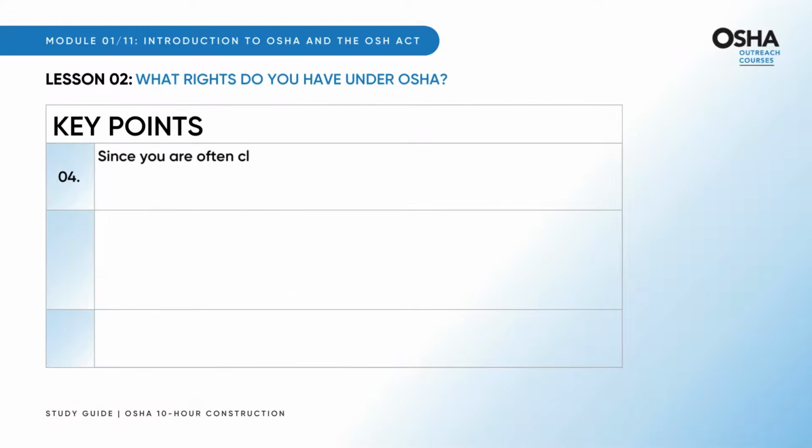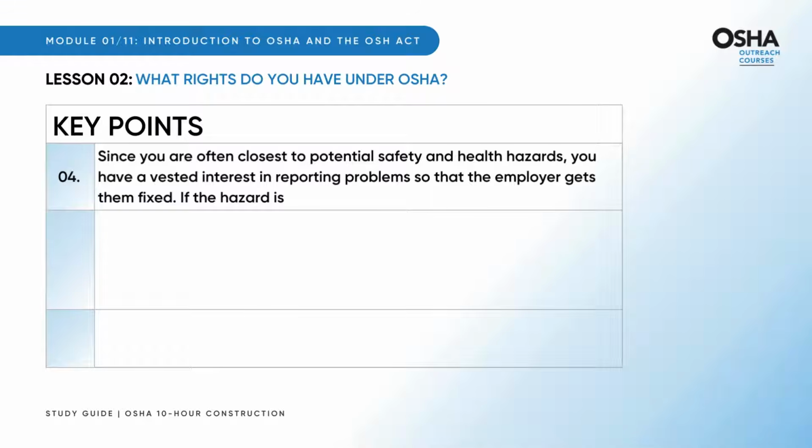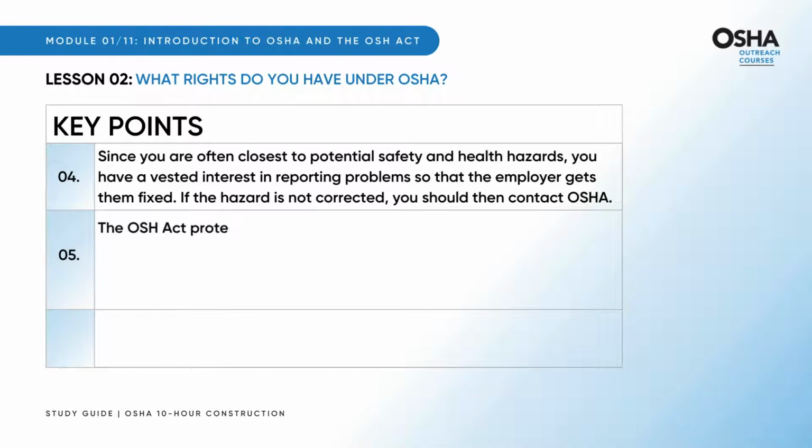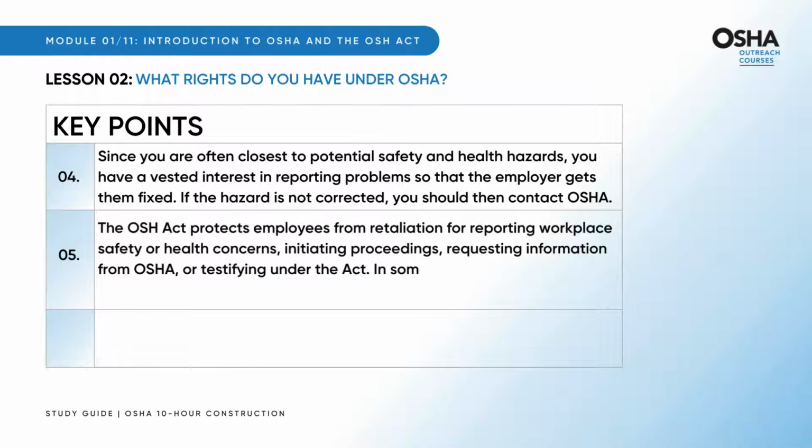Since you are often closest to potential safety and health hazards, you have a vested interest in reporting problems so that the employer gets them fixed. If the hazard is not corrected, you should then contact OSHA. The Occupational Safety and Health Act protects employees from retaliation for reporting workplace safety or health concerns, initiating proceedings, requesting information from OSHA, or testifying under the Act. In some cases, employees may refuse to work in dangerous conditions.